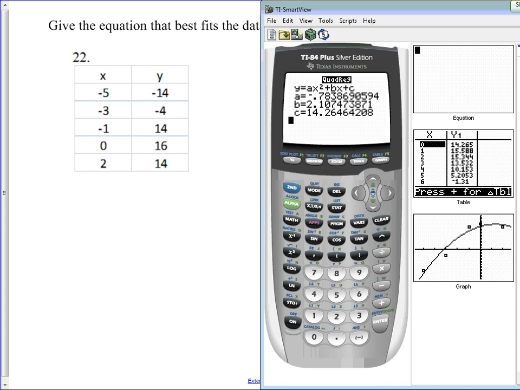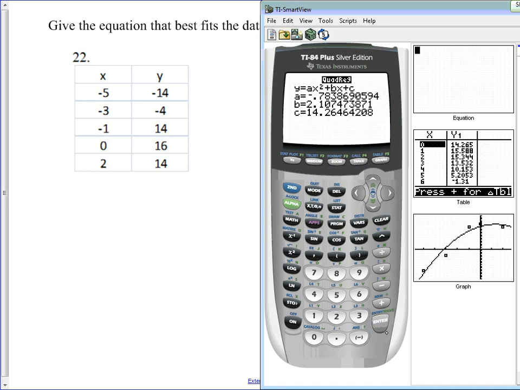And if we go look at the graph, we can see that that's, sorry about the bell. Did I put my data in right? -14, -4, 14, 16, 14, -5, -3, -1, 0, 2. Yeah, so there's my graph of my data. And that's not so awful. So then we look at this, or we can just go back and have it calculated again. It's already in, so I don't need to have it.